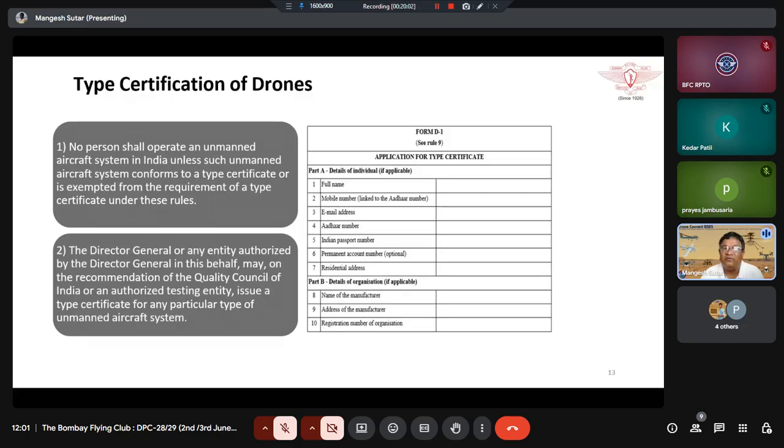For type certification of a drone, you need to apply using Form D1. If you see on the right side, there is a form called Form D1. It is the application for type certification. You can see the heading of the form over here, application for type certificate, which captures all the information related to the person who is applying and the type of the drone. Let's see more about this form on the next slide.